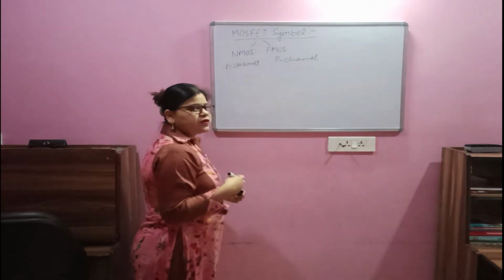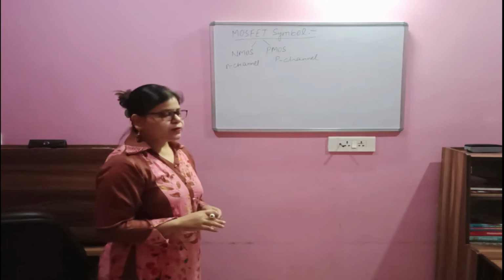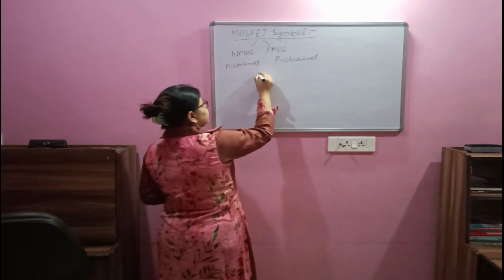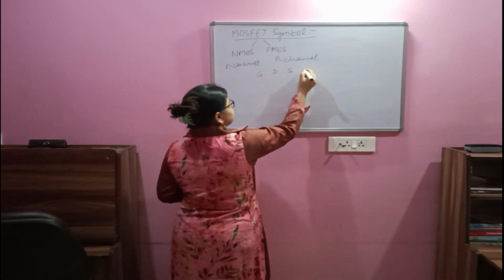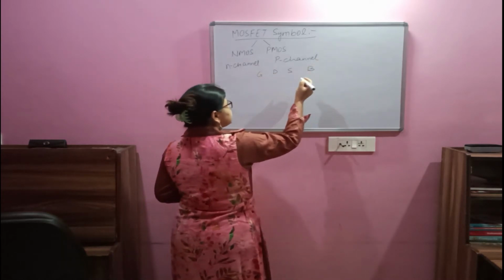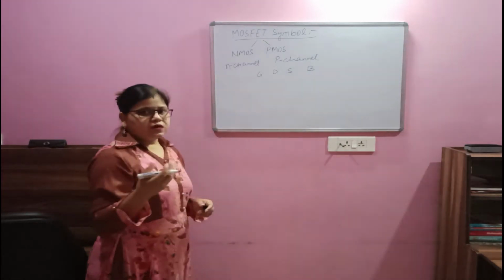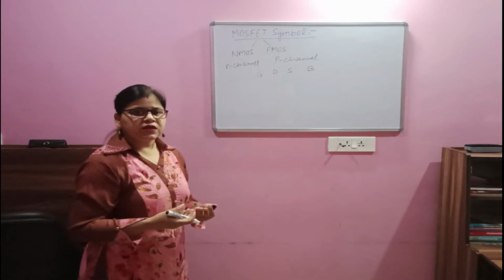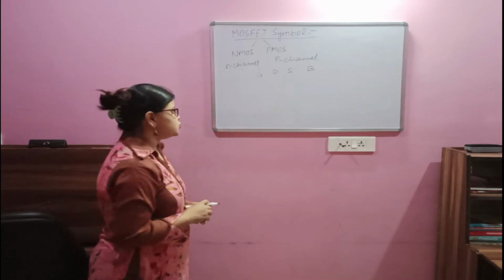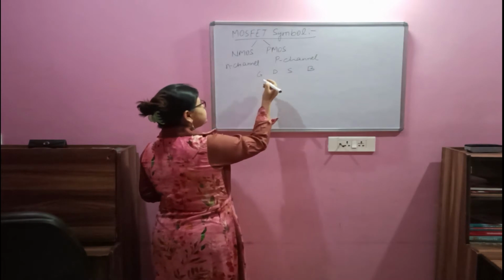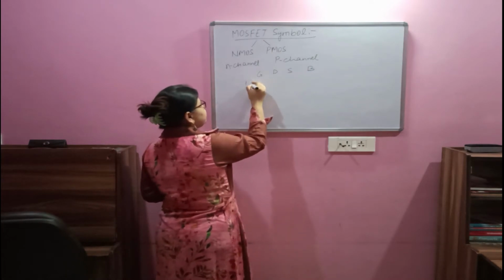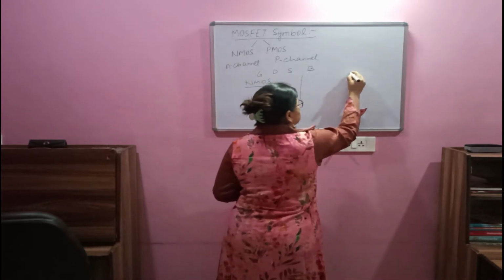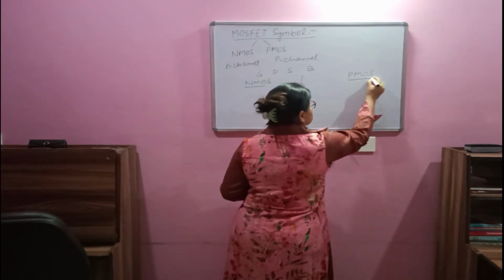Now there are several ways to draw the symbol of the MOSFET. As we know, MOSFET is a 4-terminal device. It has gate, drain, source and bulk or substrate. So the symbol characterizes these 4 terminals. For ease, it also has a 3-terminal symbol. Now one by one we will see what the symbols for NMOS and PMOS are. Firstly I will show you NMOS and then we will look at the PMOS.